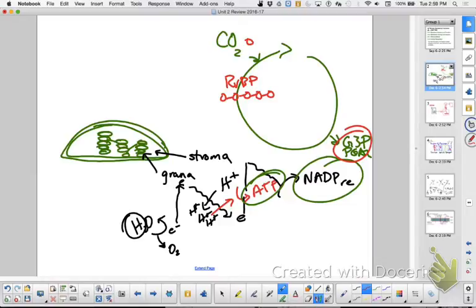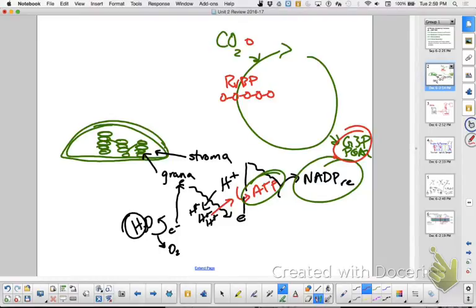So now that we have this glucose, this PGAL, you can remember this is the starting point for plants. They can use that glucose to build maltose, starch. They can use it to build amino acids. They can use it to build oils, whatever it is that they need.